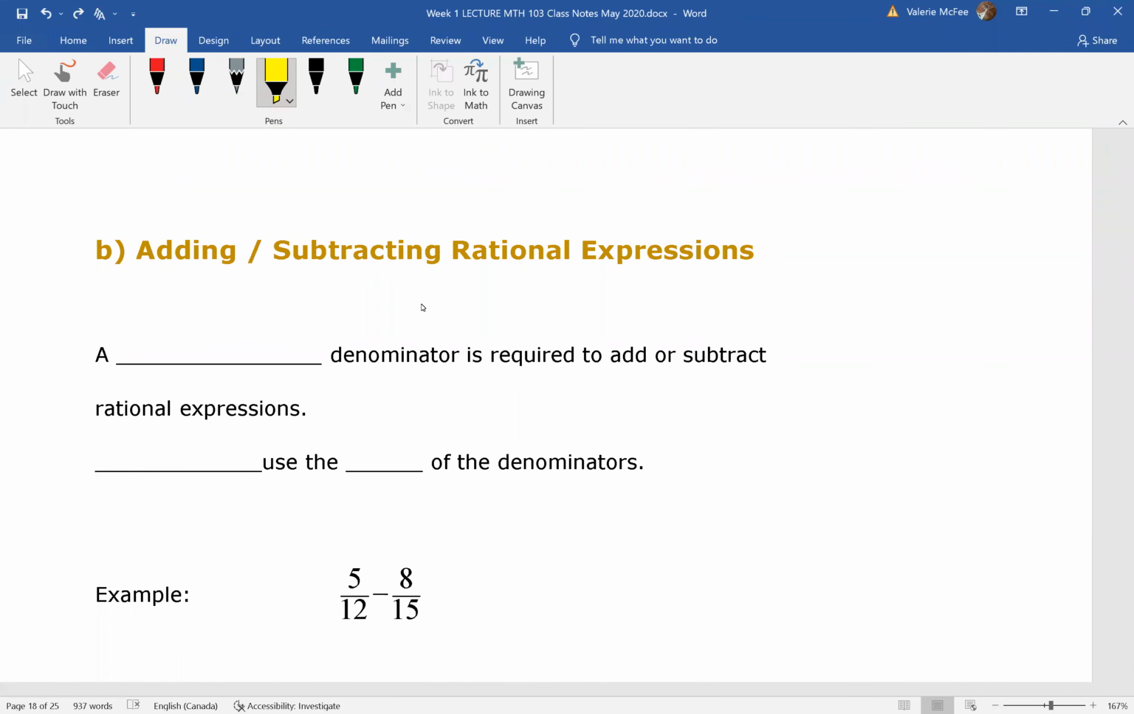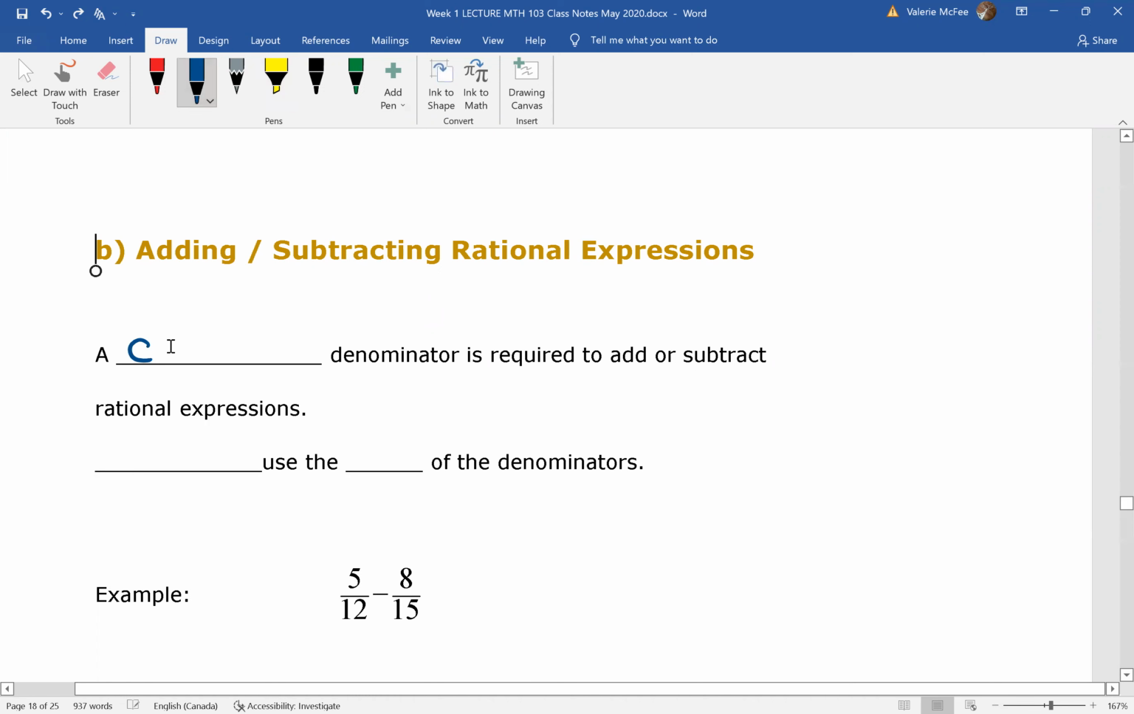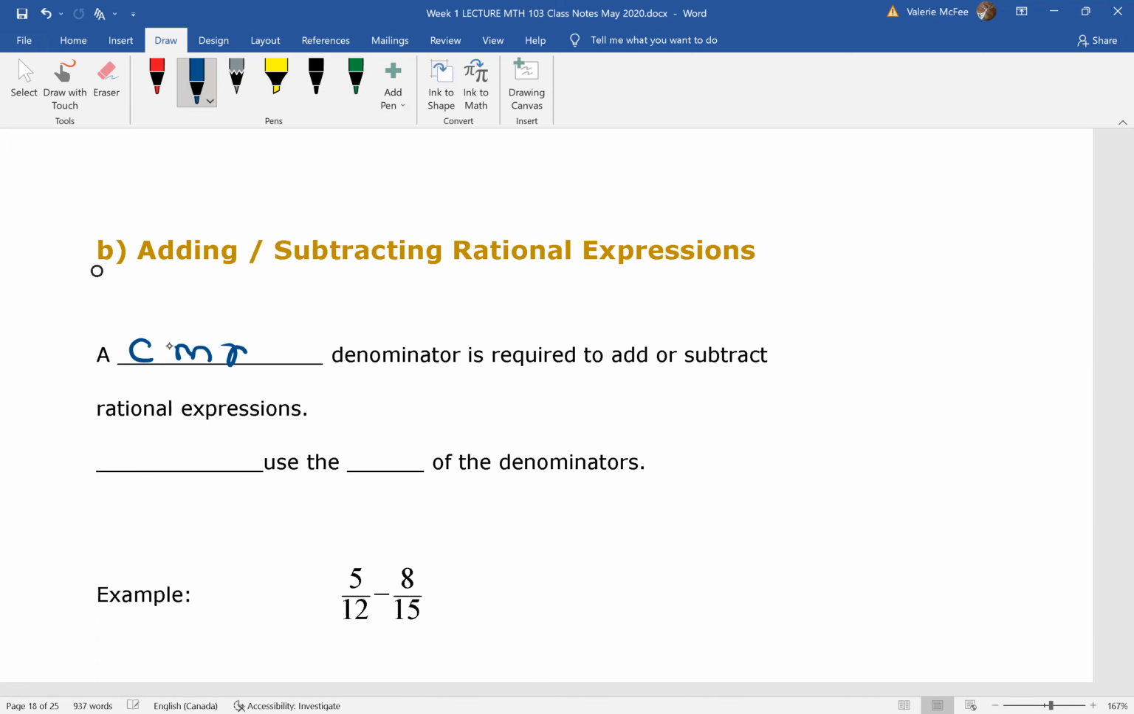So most of the time, all of the time on your tests, your exams, when we ask you to add and subtract with rational expressions, they're going to have different denominators. And now we know that a common denominator is required to add or subtract.